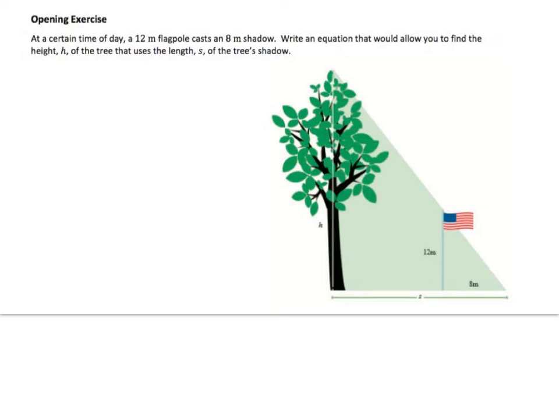Let's look at this opening exercise and see if it can just give us an idea of how this stuff works. At a certain time of day, a 12-meter flagpole casts an 8-meter shadow. Write an equation that would allow you to find the height h of the tree that uses the length s of the tree shadow. This really means that up here there's a big old sun. Actually, it's almost like right there, only because it needs to be right in line with our shadow.